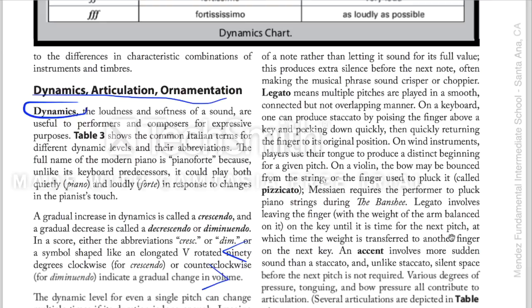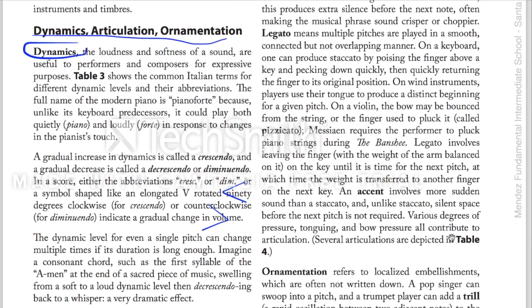On a keyboard, one can produce staccato by poising the finger above a key and pecking down quickly, then quickly returning the finger to its original position. On wind instruments, players use their tongue to produce a distinct beginning for a given pitch. On a violin, the bow may be bounced from the string or the finger used to pluck it, called pizzicato. Legato involves leaving the finger, with the weight of the arm balanced on it, on the key until it is time for the next pitch, at which the weight is transferred to another finger on the next key.